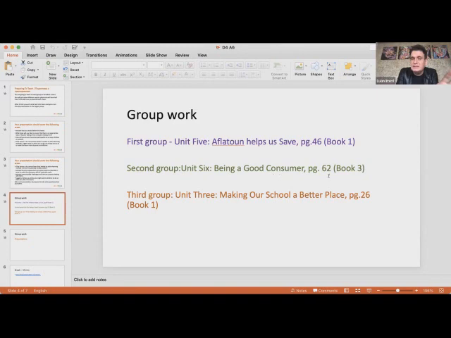This is the lesson, page 62, book number 3. You will see the third book is about the third group. Group number 3 has book 1, unit 3, Making Our School a Better Place. That is page number 26.